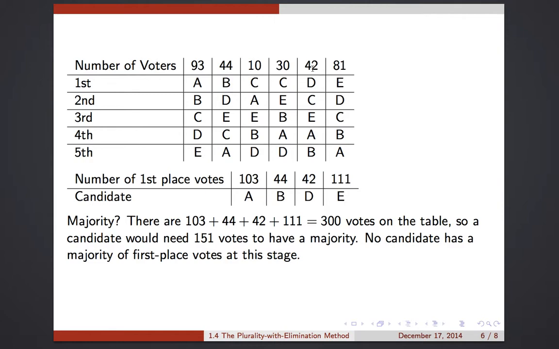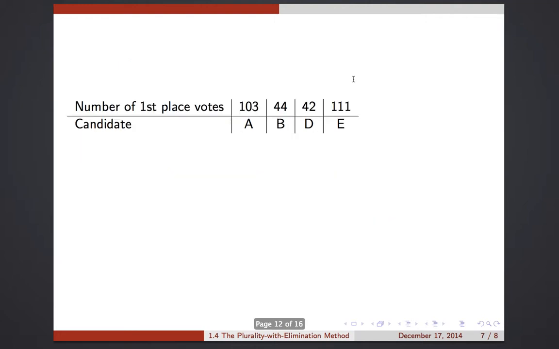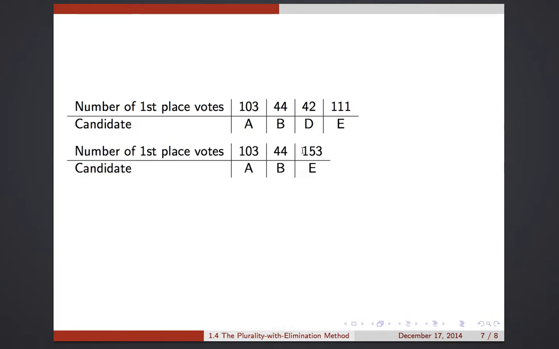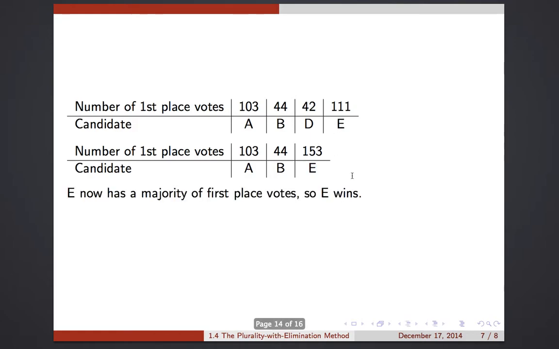So again, these 42 people, imagine having a runoff election where D is gone and C is gone. They're telling you that they would now vote for E. So what we're going to do is take these 42 votes and give them to E. So here's the table from the previous slide. These 42 votes that were assigned to D, D gets kicked out. They now go to E, and 111 plus 42 is 153. And now notice, E now has a majority of first place votes. E is the winner. Okay, so that's how this works.